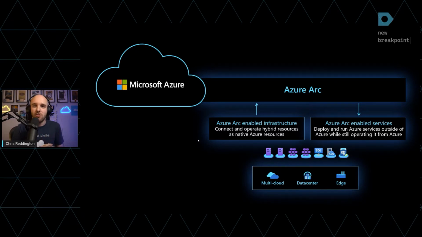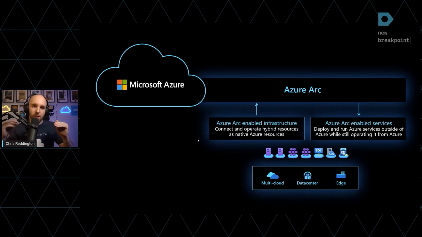So as you can see on the screen here, we've got two different options. We've got Azure Arc-enabled infrastructure, and we've got Azure Arc-enabled services. So think about the Azure Arc-enabled infrastructure as things like those servers or maybe those Kubernetes clusters that might be running in those other environments that you want to manage in some way. And we'll come back to those a bit later.